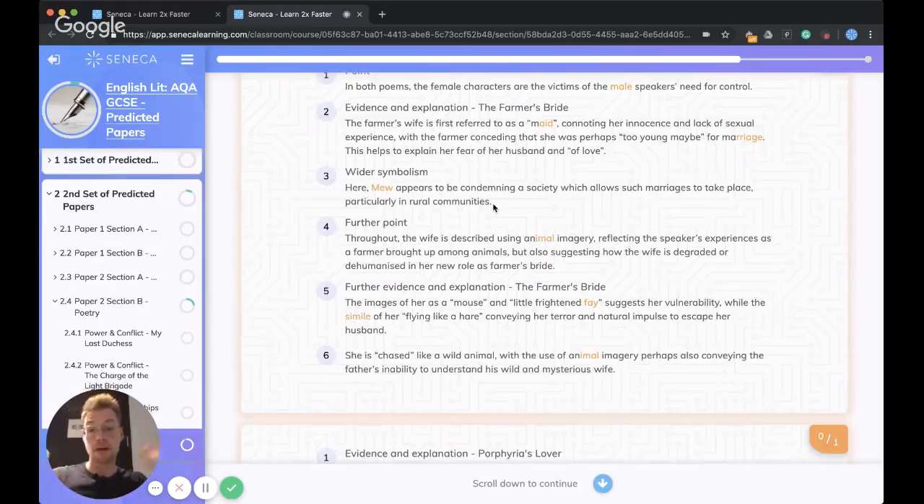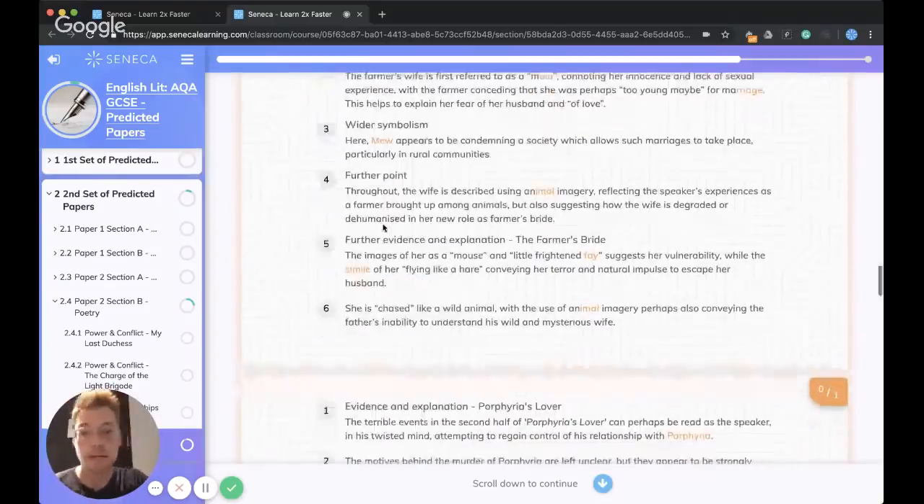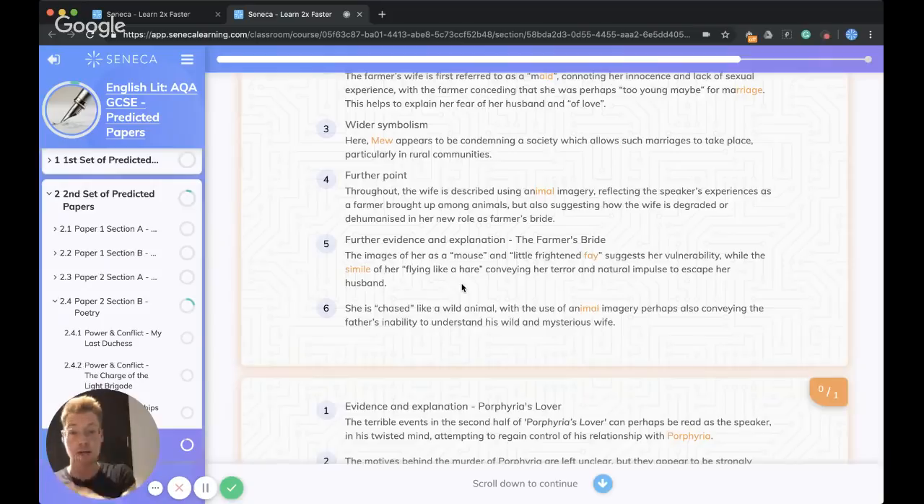Now, we want to give a further point, so you want to develop your points. That's what's going to help you get those 7 to 9 marks. You want to give another point, some more evidence and some more explanation. So here we've got the imagery of her as a mouse and a little frightened face suggests her vulnerability, while the simile of her flying like a hare conveying her terror and natural impulse to escape her husband. So again, we've got lots of pieces of evidence for a single point. That's what the examiner wants to see. Really, really strong argument.